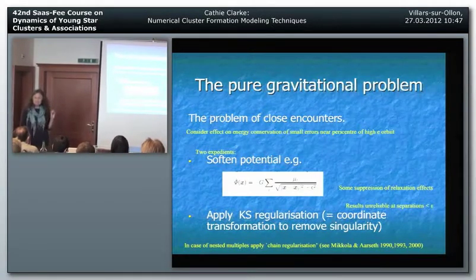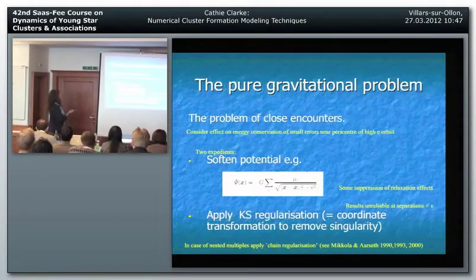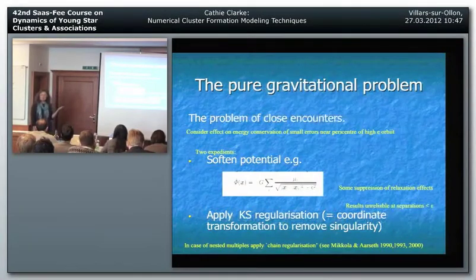But if you are happy to dispense with the details, then you soften the gravitational potential. All that means is that you add an extra term so that when your separation gets smaller than some value, your potential becomes constant, and therefore you're suppressing the gravitational force at small separations. You therefore prevent particles from moving much inside this softening parameter radius. But of course, although it's a computational expedient, you can't say anything about things on scales smaller than that.